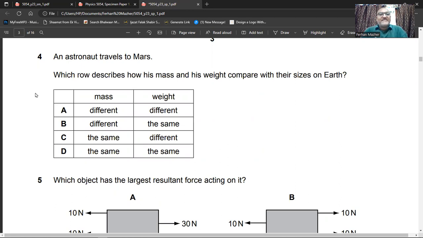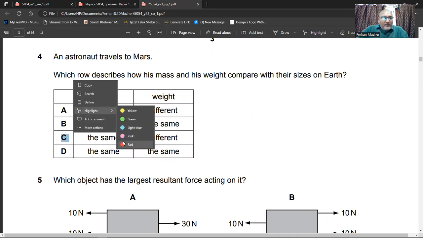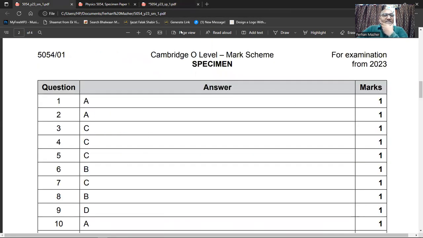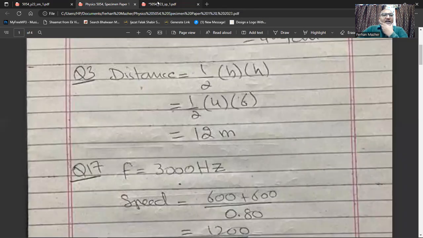So the mass should be the same and the weight should be different. So I think mass will be same and the weight will be different. So I think C looks the good option to me. Question number 4, C is the right choice? Yes, sir. C is the right choice.